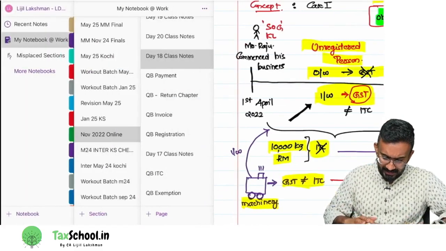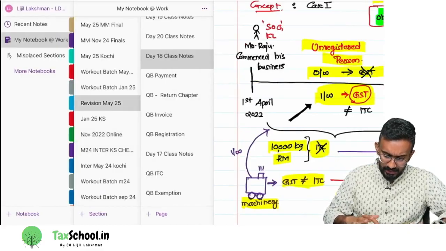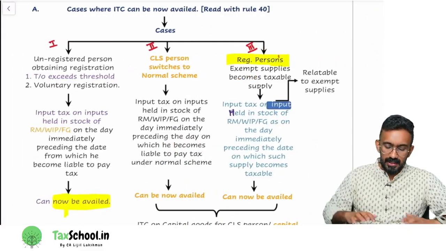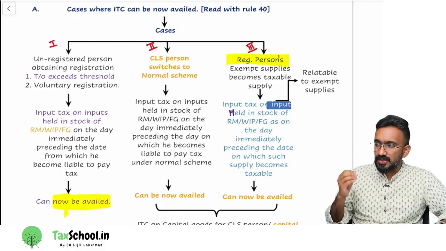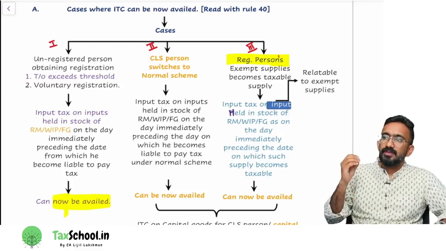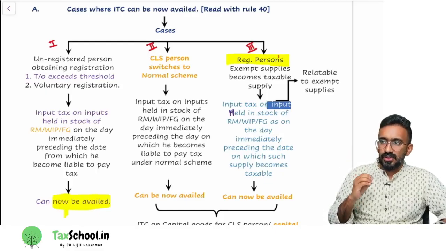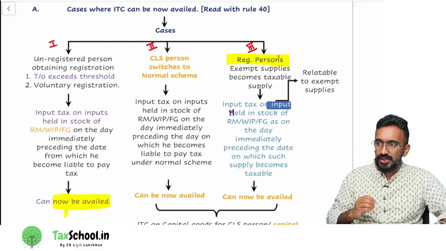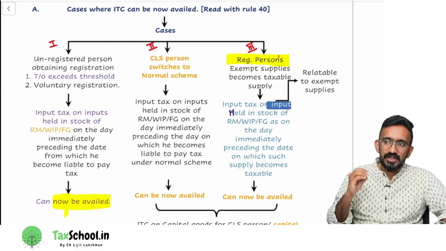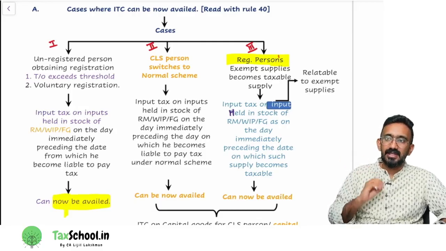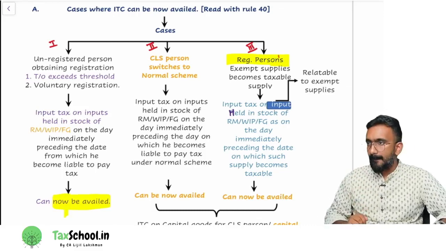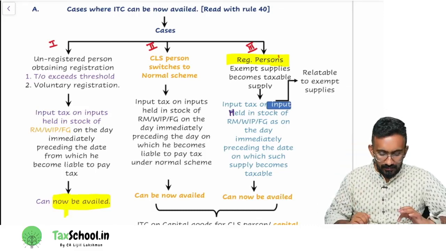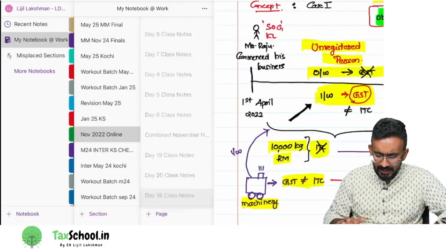That is the first case that we have mentioned in your section 18. Look at the case number 1. An unregistered person, we are discussing cases where you can avail ITC. An unregistered person obtaining registration, either because the turnover exceeded the threshold limit or it is voluntary registration. Input tax on inputs held in stock of raw material, work in progress, finished goods on the day immediately preceding the date from which he becomes liable to pay taxes can now be availed.